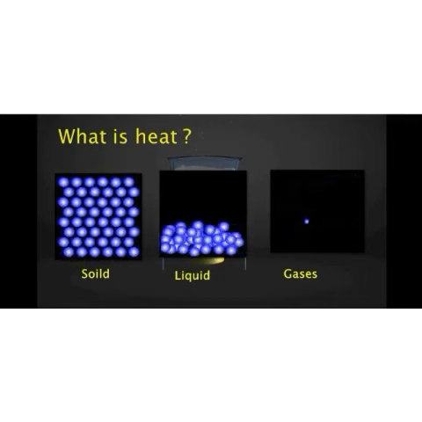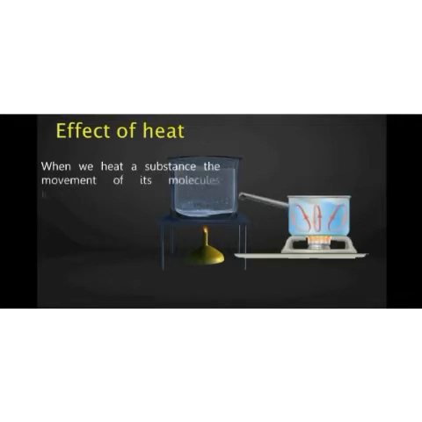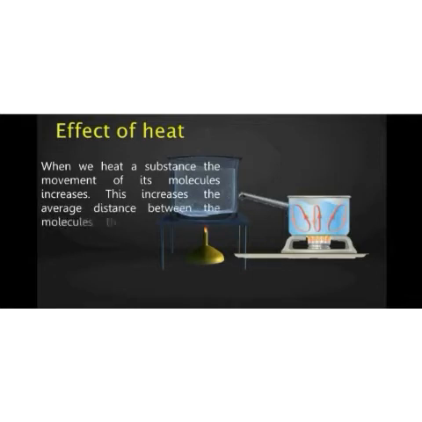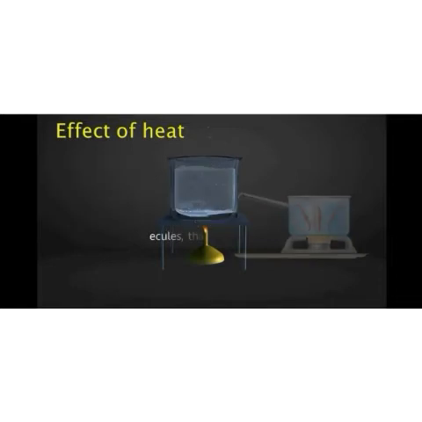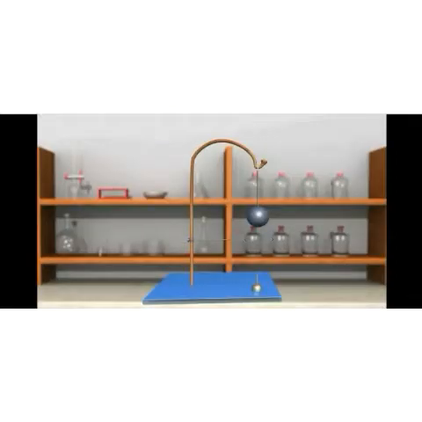Effects of heat. When we heat a substance, the movement of its molecules increases. This increases the average distance between the molecules. Therefore, the space occupied by the molecules, that is, the volume of the substance, increases. We say that heat causes expansion.